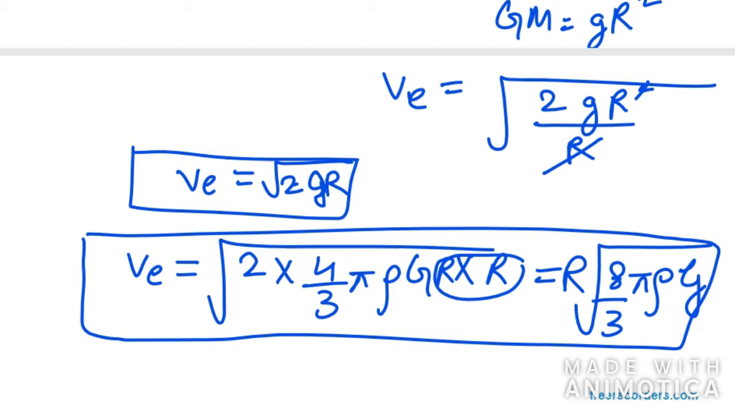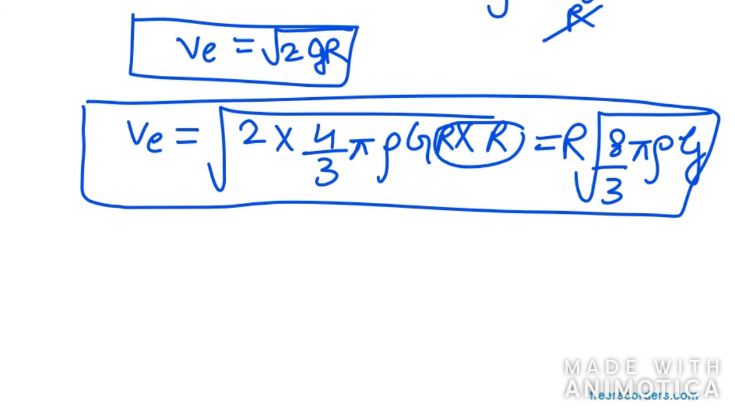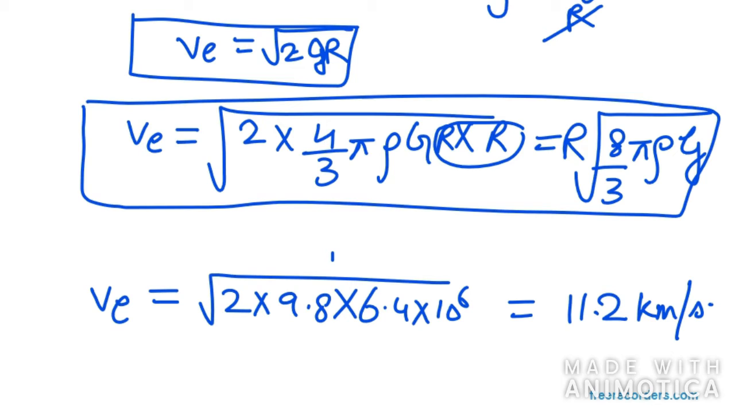And one more thing is that escape velocity is independent of the mass and direction of projection of the body. So it doesn't depend on the mass of the object. And if you want to calculate for the Earth, it will be very simple. So if we need to find escape velocity for the Earth, it will be under root 2 cross 9.8 cross R. R is the radius of the Earth, so it will be 6.4 into 10 raised to power 6. So this will be 11.2 kilometer per second. This is very important to know. The escape velocity for Earth is 11.2 kilometer per second.